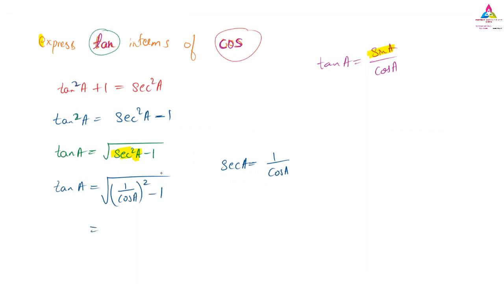So the answer will become root of 1 square, which is 1, over cos square A, and here you have minus 1. That is equal to tan A. If you want, you can complete this answer. So take the LCM cos square A. If you want, you can do that. Otherwise, you can keep it this much only.